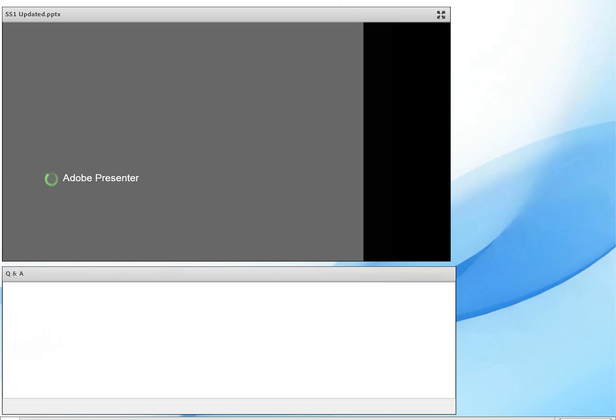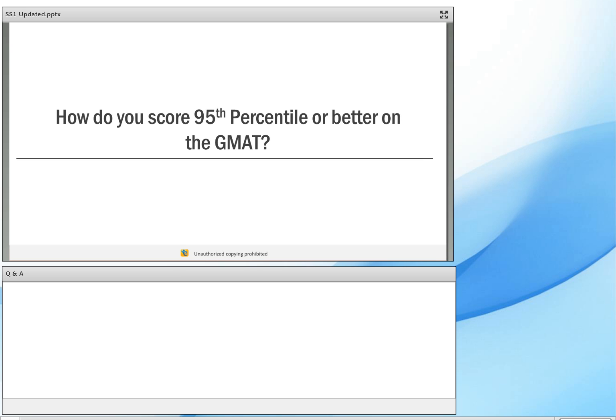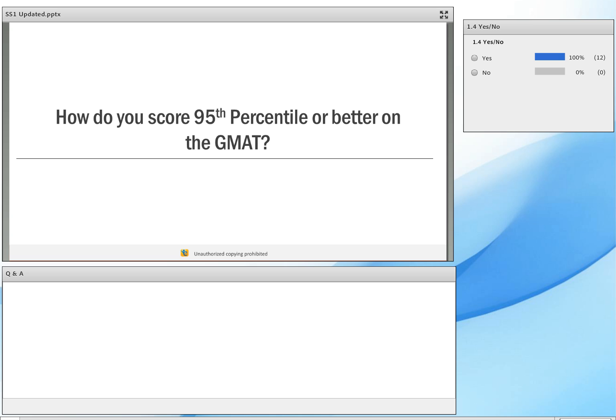All right, with that, let's go right into the webinar pane. The screen should have changed for you. All right, let's go into the poll over here and let's get a yes, no poll. How many of you can see the screen that says, how do you score 95th percentile on the GMAT? Select yes if you can see that screen, select no otherwise.